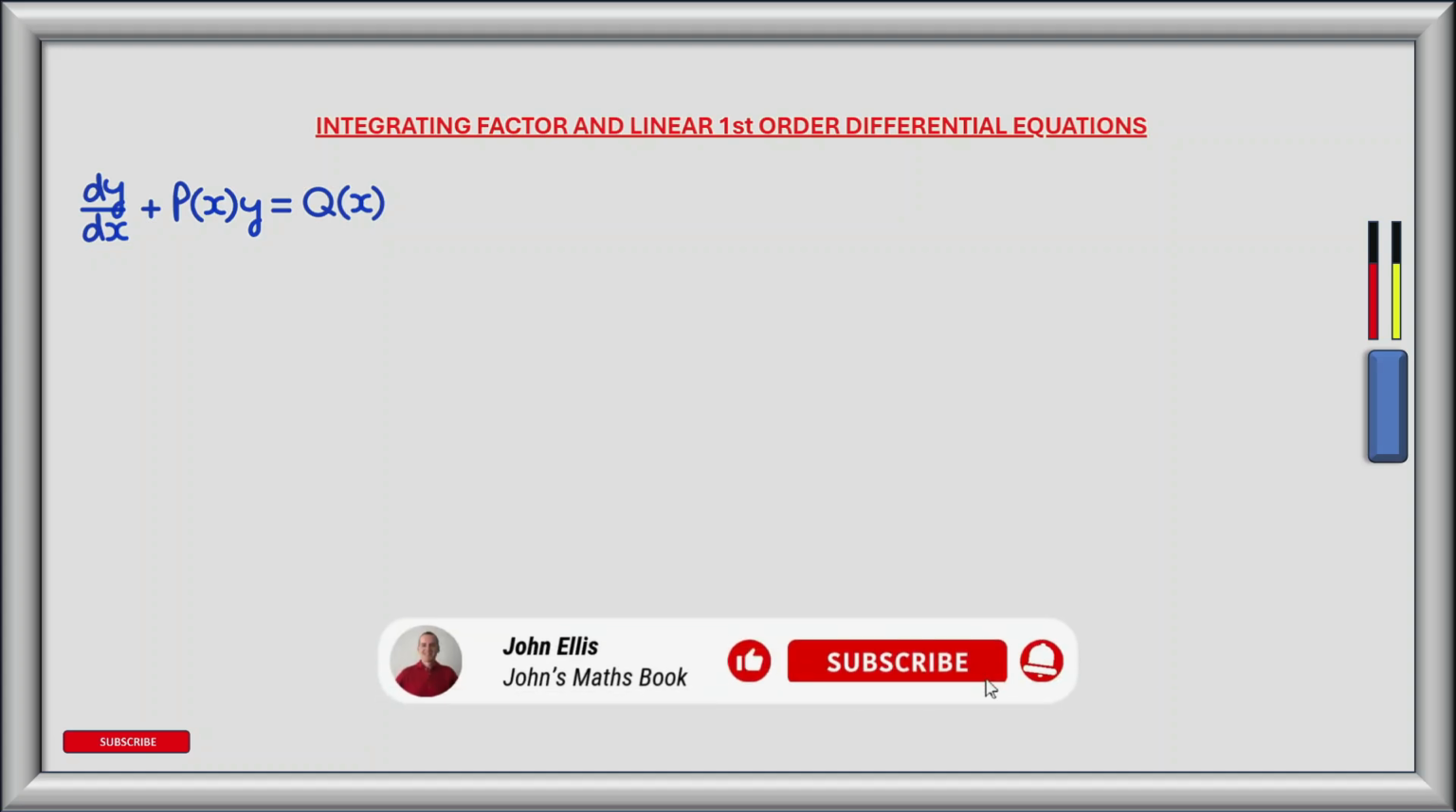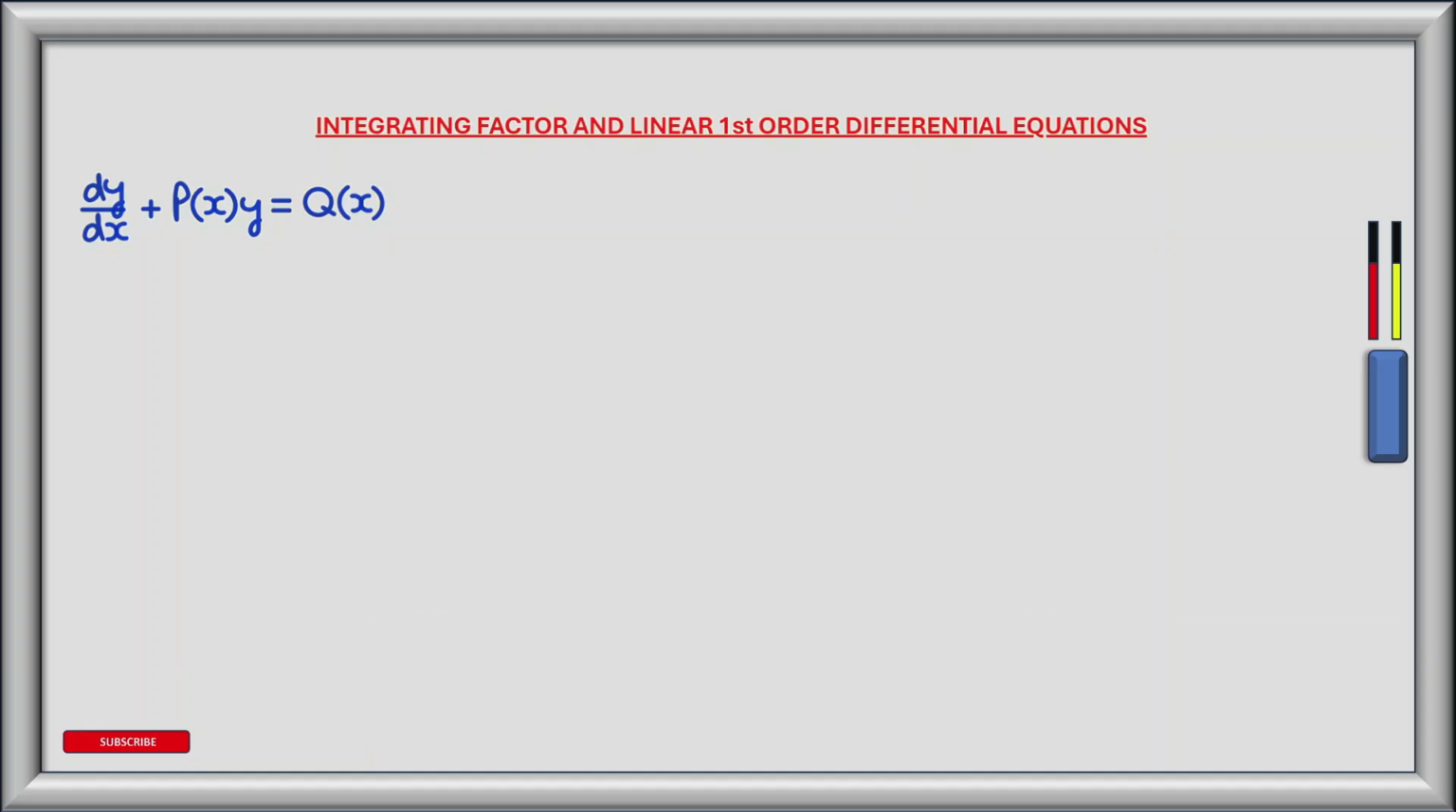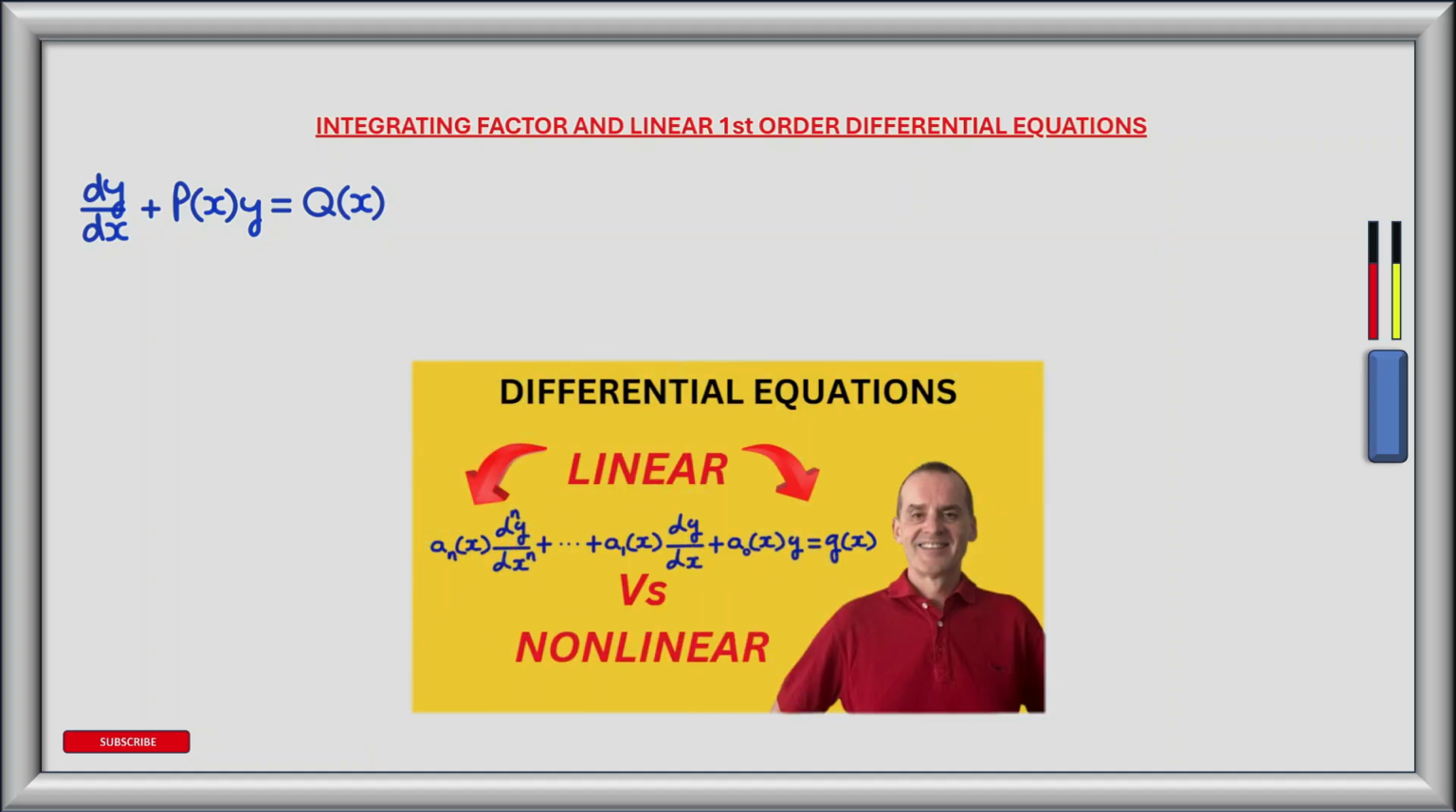A linear differential equation is of the form shown here, where dy by dx plus p of x multiplied by y equals q of x. Note that the functions p of x and q of x can be constants. For a more complete explanation on how to identify first-order linear differential equations, please see this video.